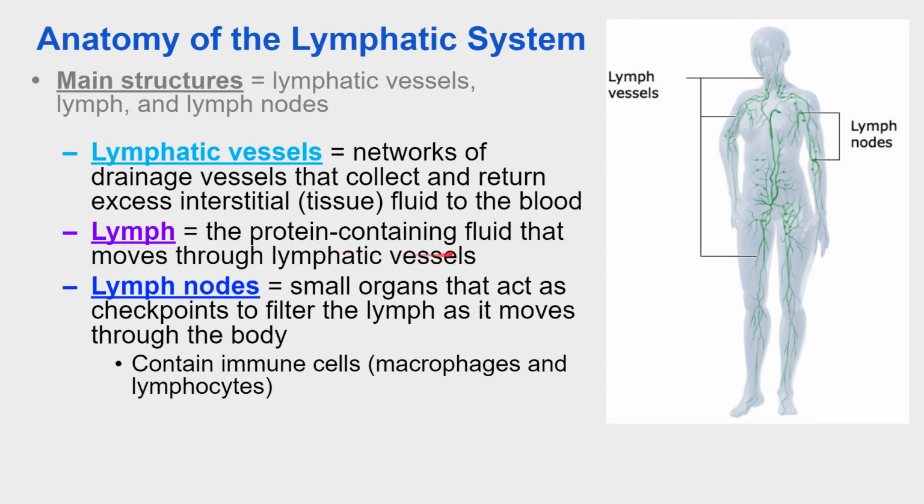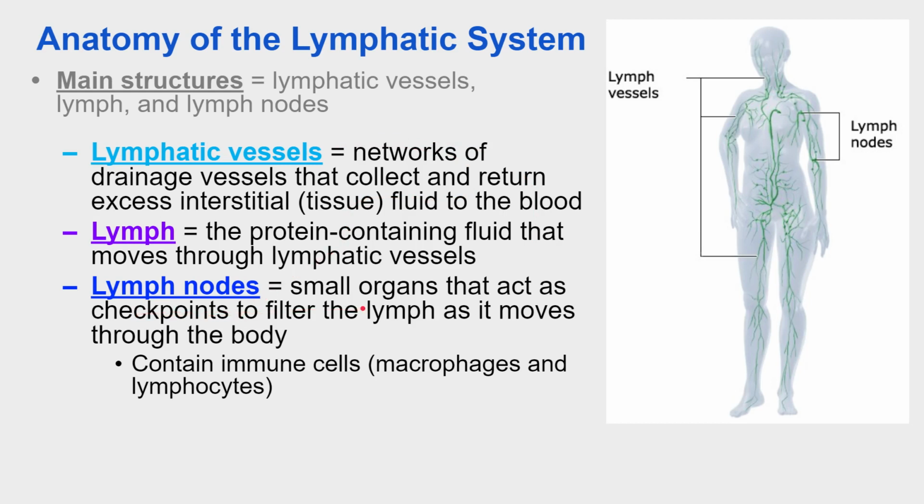And lymph is this protein containing fluid that moves through the lymphatic vessels, and some of those proteins could be part of the immune system, or it can be other proteins that are just moving around the body, and they move through the vessels as their network.